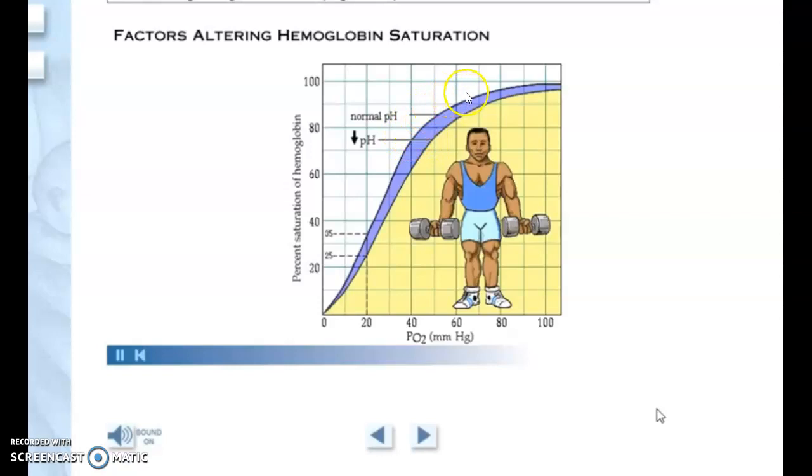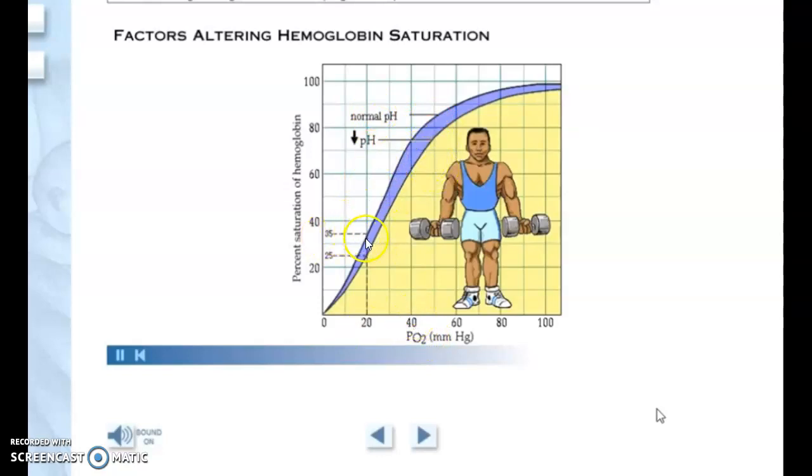Now, if we look at this, here was our normal curve, our normal line. Again, this is what we looked at before. And again, as our partial pressures fell, the curve did this steep drop through here. But if our pH lowers, our carbon dioxide raises, our temperature raises, and we increase our BPG output, then what's going to happen here is this curve shifts to the right even more. So looking at this, notice as our pH fell, if our pH falls in addition to our partial pressure of oxygen being lessened, notice that the curve goes more to the right.